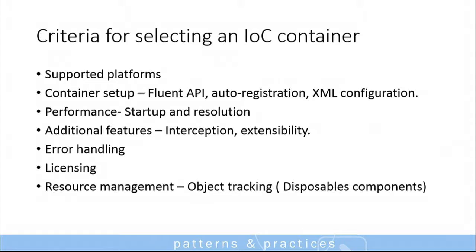You may want to look at additional features, things like interception, which we talked about, and another thing you may want to look at is the extensibility factor. For example, with Unity, you can replace the built-in logic which is used for registering and resolving types, and you can create your own extension which does something different. So if, down the line when you are developing your application, you find that the facilities which the existing container offers are not good enough for you, you should be able to replace those easily.